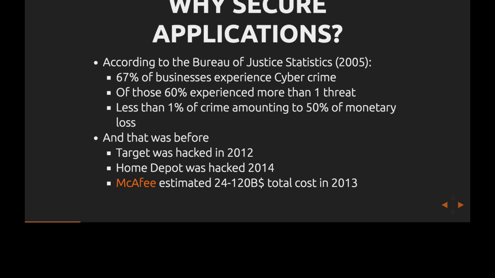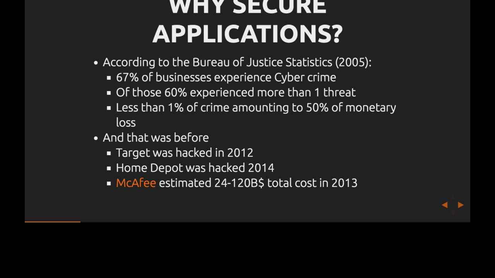And of those surveyed, 60% experienced more than one threat, which means that not only were they exposed to traditional website hacking, but also perhaps phishing scams, and situations where their users' data was collected. Basically, they were attacked on multiple fronts. So this is becoming a big issue.